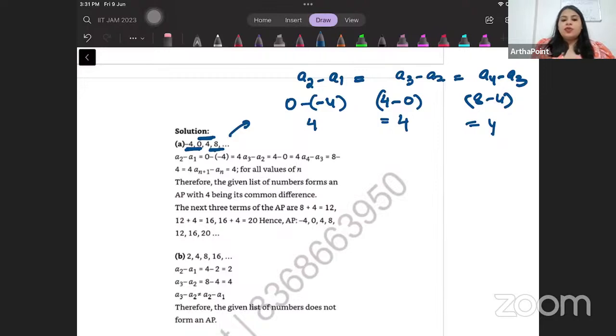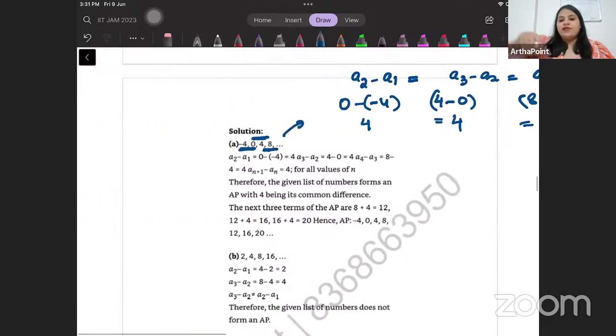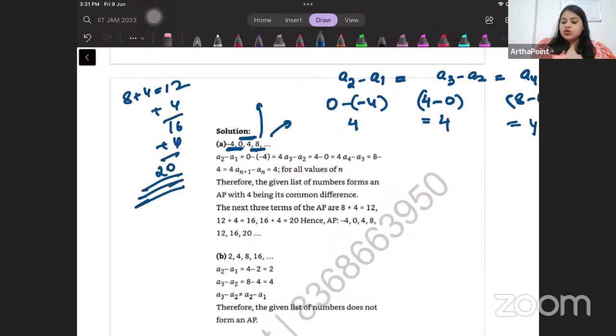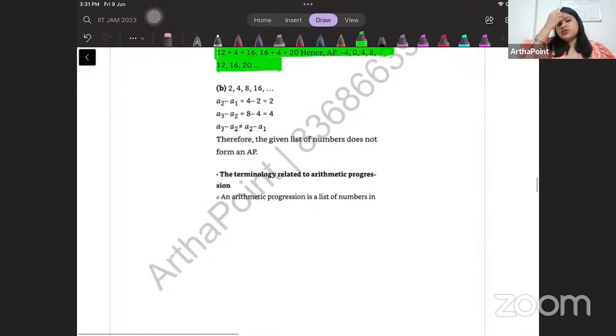And then it says what will be the next three terms of the AP. I just have to add 4, 4, 4 again. So beta here, 8 plus 4 will be 12, plus 4 will be 16, plus 4 will be 20. Very, very simple. So the terms are in AP, and these are the terms that you have. Now let us go ahead and come to the next question.